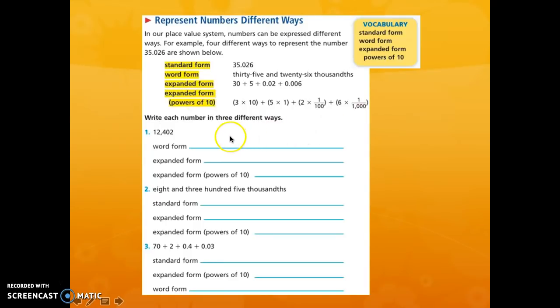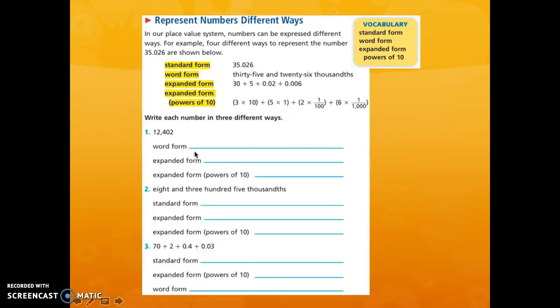All right, now we're going to look at this number. We call this standard form. It's the everyday way that we write numbers. We're going to change it to what we call word form. So we're going to write this in words. Here's what it would look like.